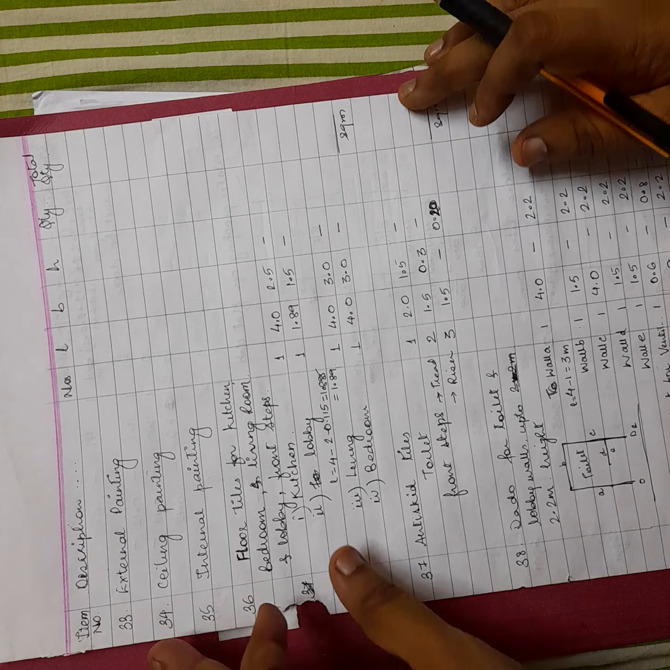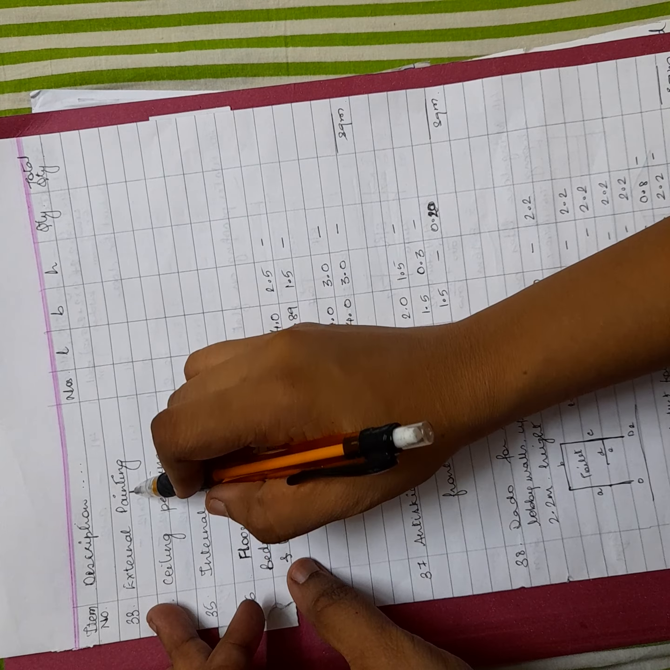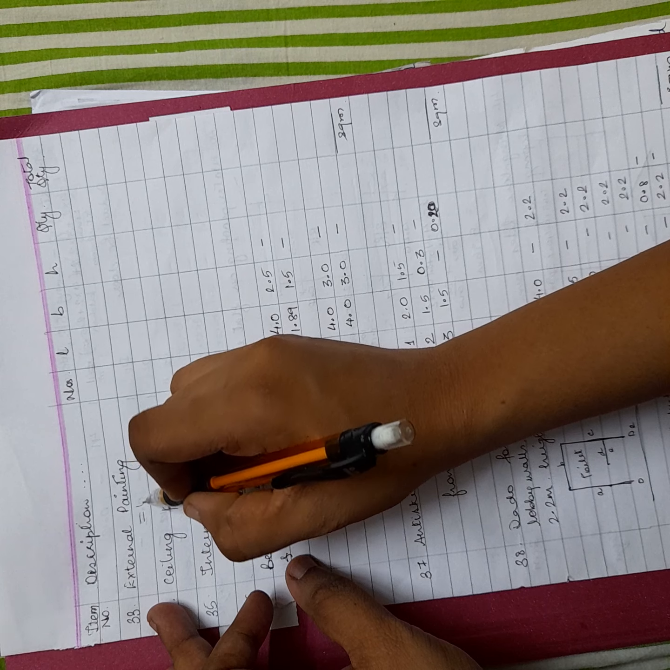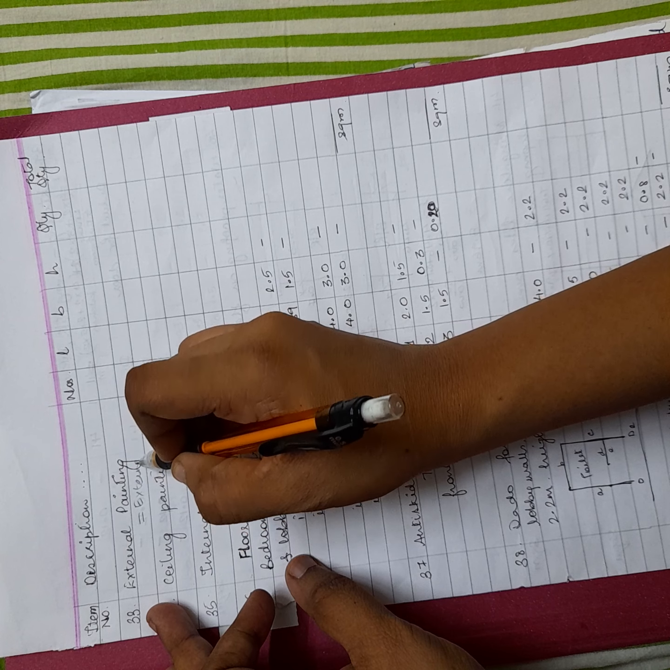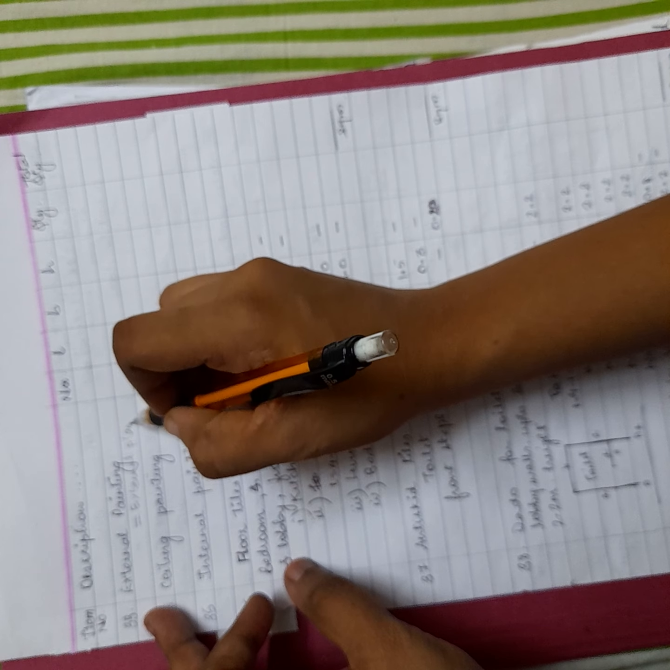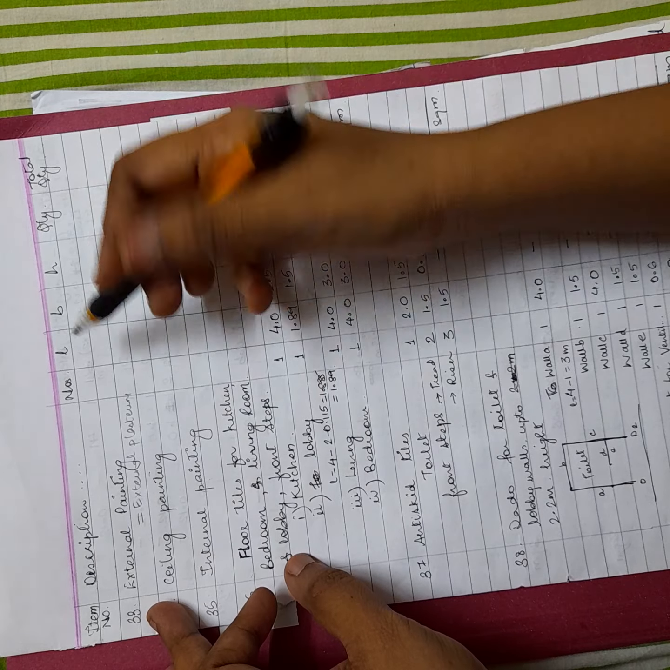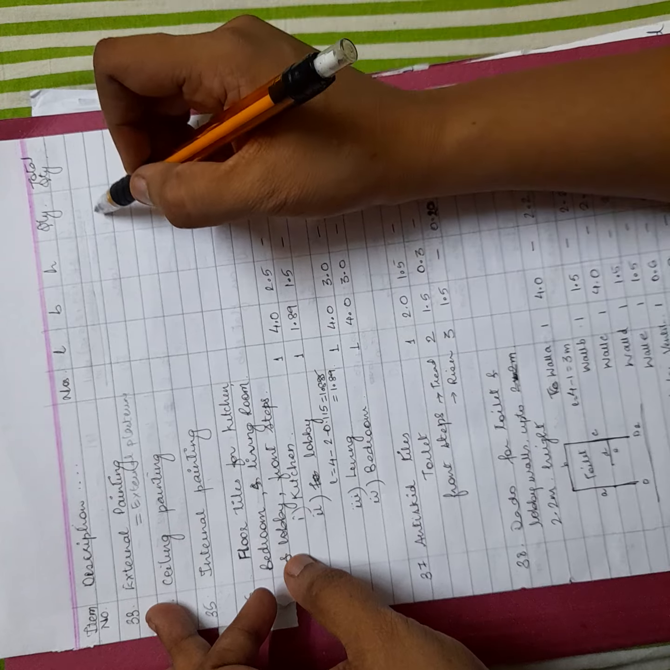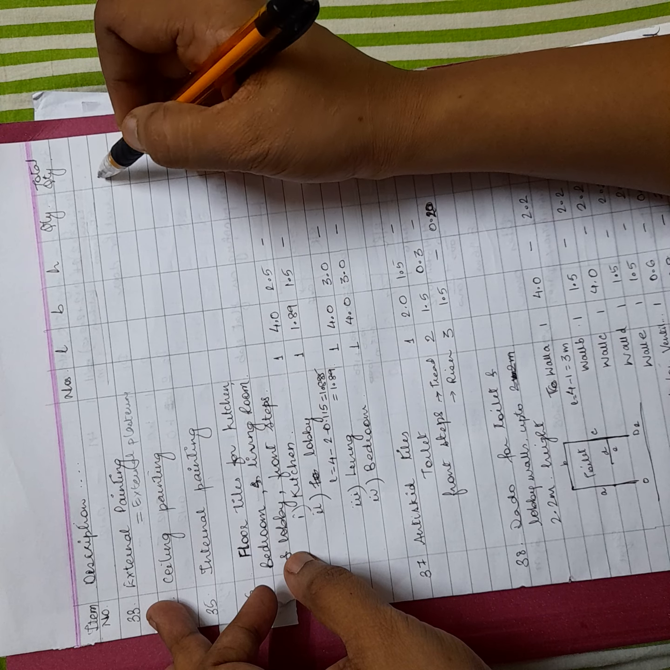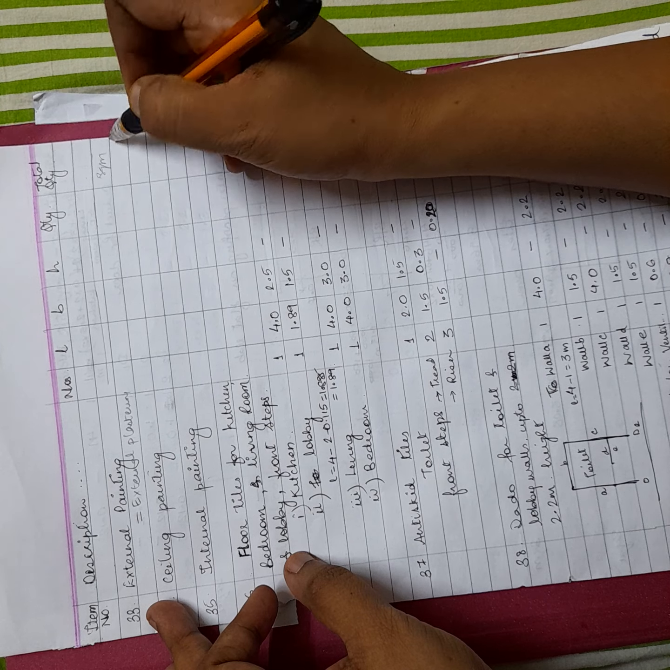This is item number 33, external painting. External painting will be equal to external plastering. So this quantity is already calculated. Whatever value you have got for external plastering, write it here, and the same value will come here in square meters.